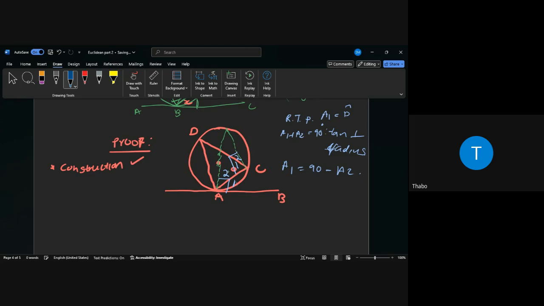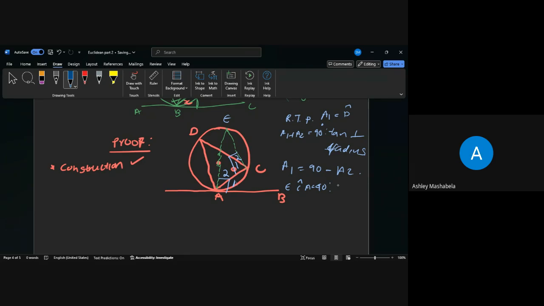So guys, let's check. Do we agree that, let me name this point E, do we agree that angle ECA is equal to 90? Can someone tell me the reason? Why is ECA equal to 90? This angle C, C1 plus C2, this is the angle ECA. What's the reason?